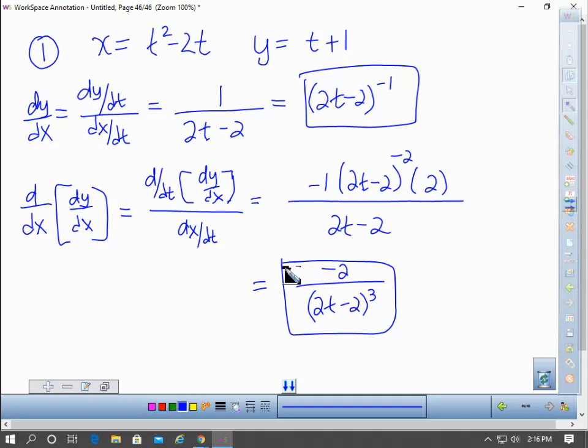All right. So you just have to remember what you're doing. You're taking the derivative of the y function divided by the derivative of the x function in terms of t's. And then to get your second derivative, you take the derivative of the first derivative in terms of t's and divide it by the derivative of the x parameter, that function in terms of t's. Okay, that's it.